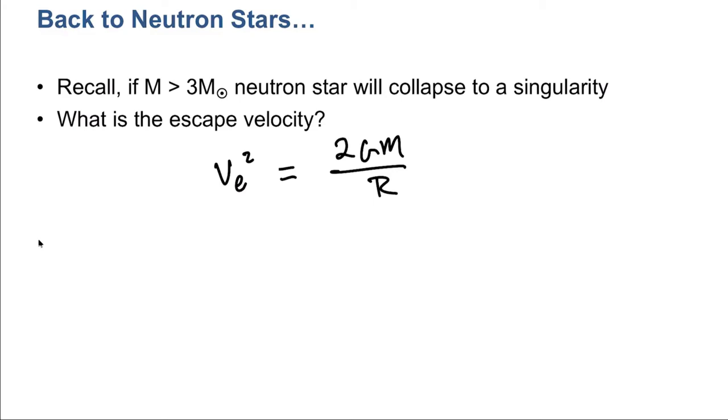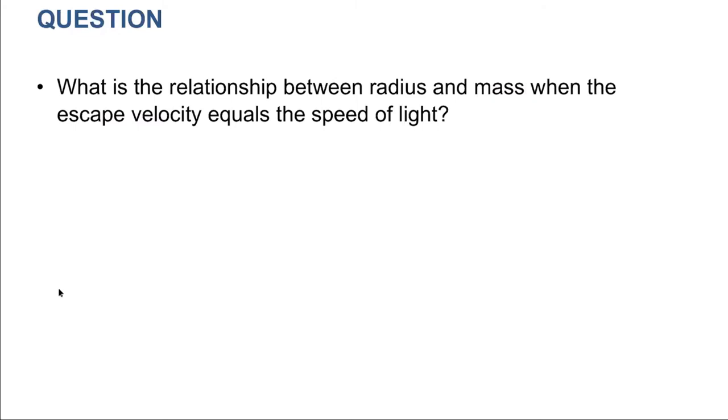So let's ask a different question. What is the radius around this singularity where an object's escape velocity goes to the speed of light? Remember, the further away you get from that object, the lower the escape velocity gets. So what is the relationship between radius and mass when the escape velocity equals the speed of light?